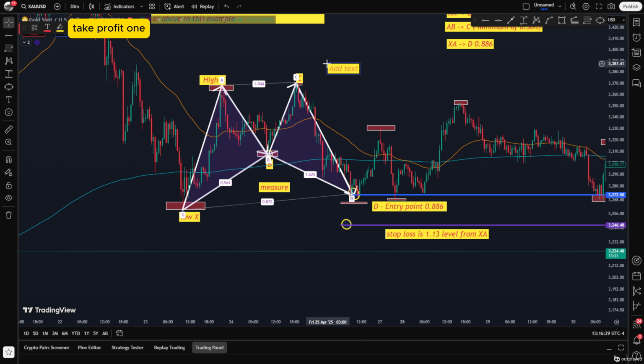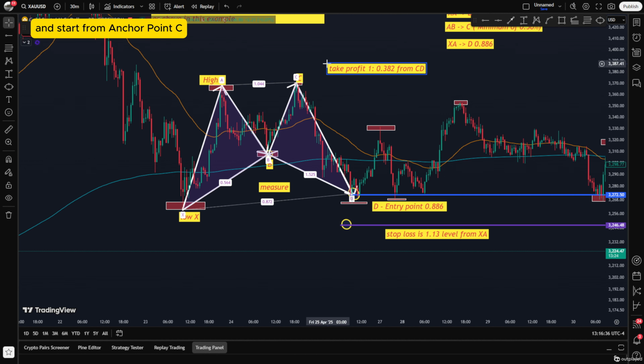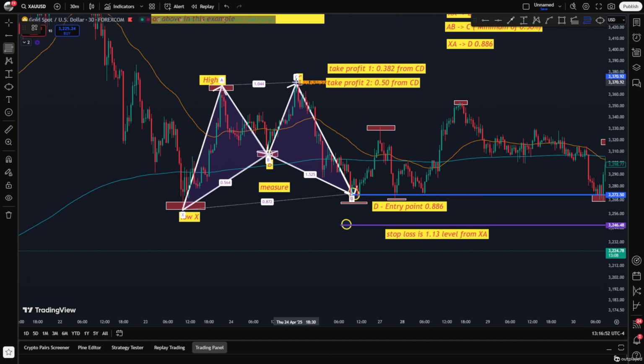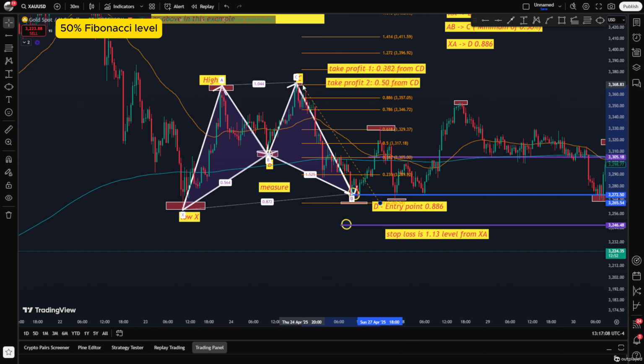Take profit 1 can be found by taking the regular Fibonacci tool and start from anchor point C and place it at the end of the wick of the D anchor point. Take profit 1 is the 0.382 Fibonacci level, and take profit 2 is the 0.50% Fibonacci level.